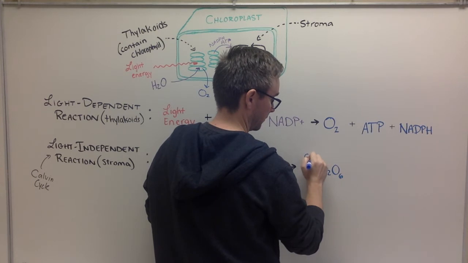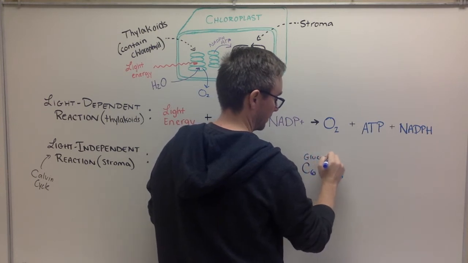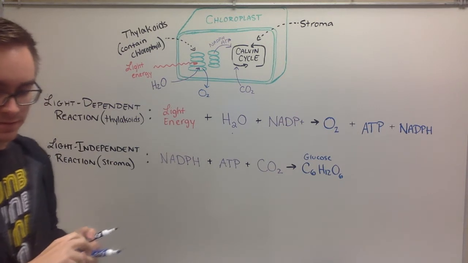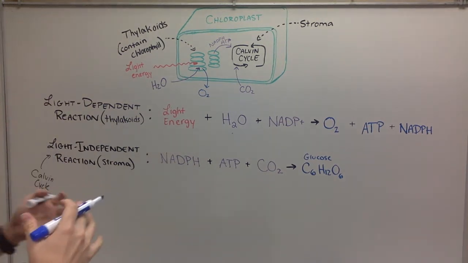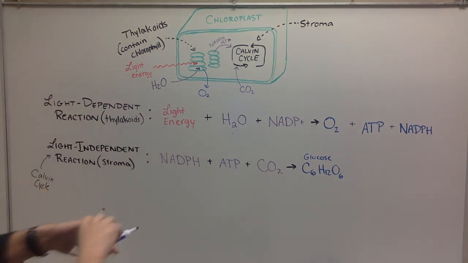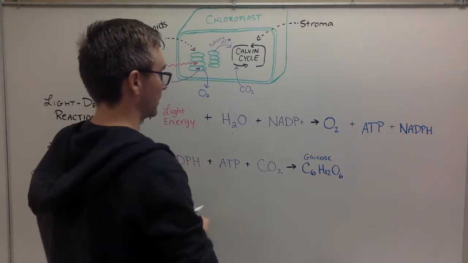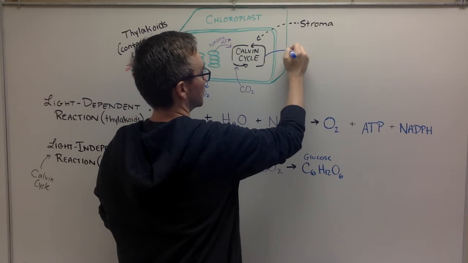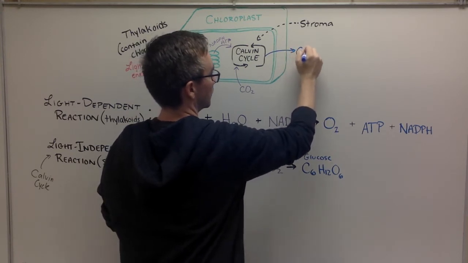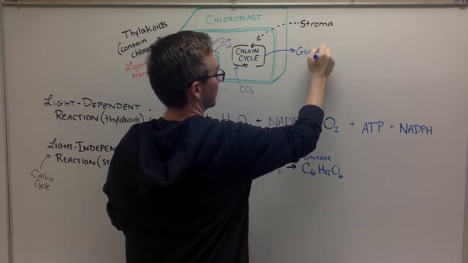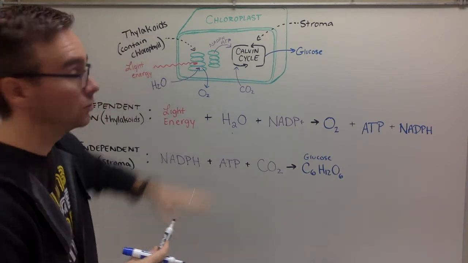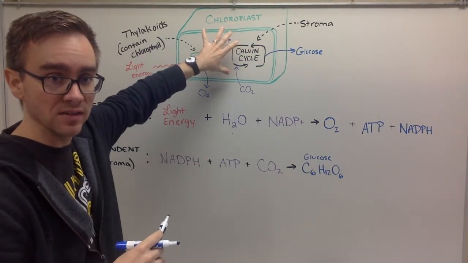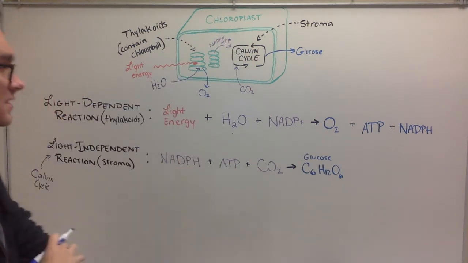C6H12O6. That's our glucose. All right. To be able to do that, we have all this stuff going in, and what we have coming out, showing glucose. Now that glucose can actually stay either in the chloroplast in the plant cell, or it might go out of the plant cell.